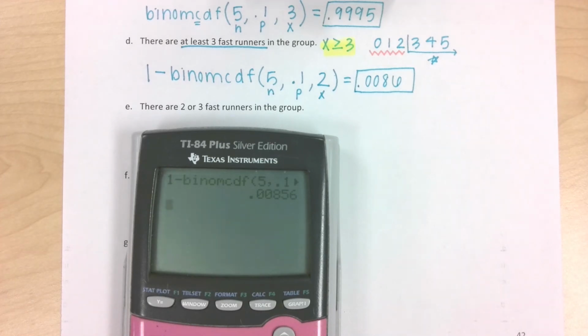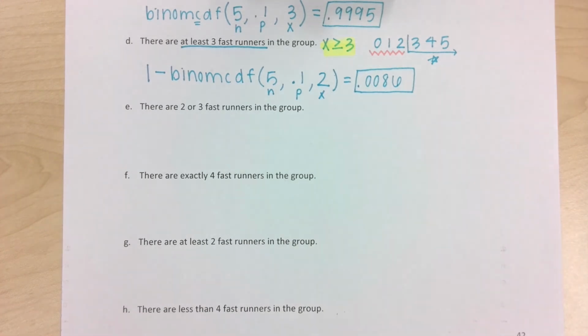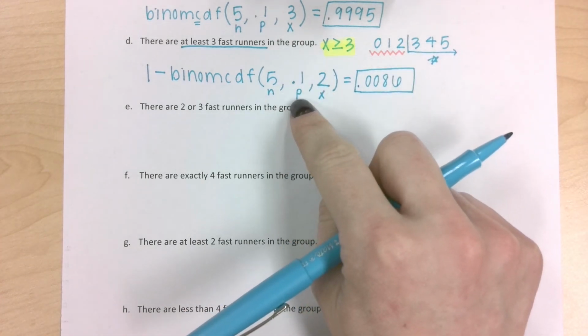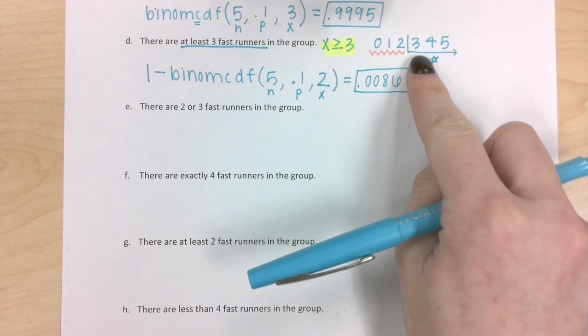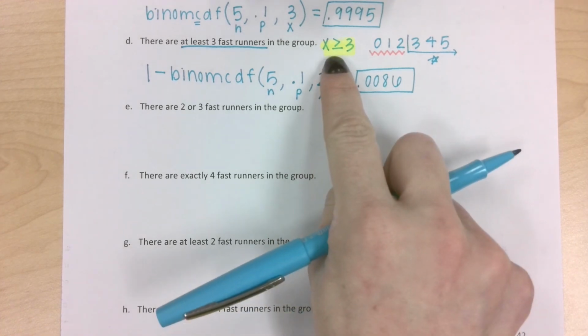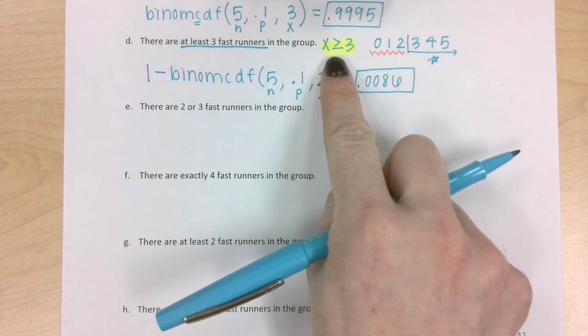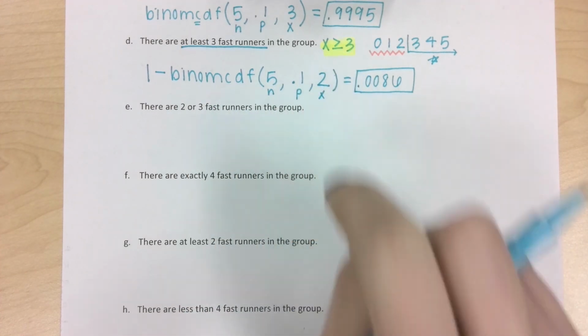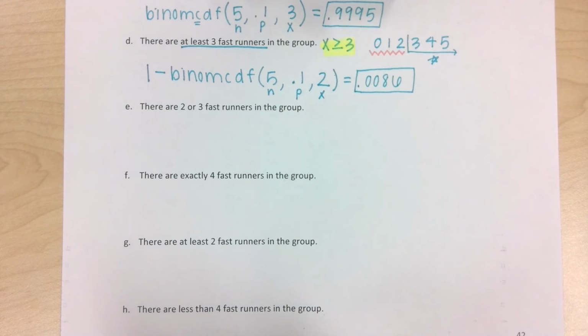Okay, definitely a smaller percentage there again. There's a rare chance that there was a fast runner to begin with, so it's very rare that I would have 3 of them, 4 of them, or 5. Watch out for those at least problems, or anytime you're looking for a greater than, you're always going to do 1 minus, and then your X is always 1 less than what you're looking for.